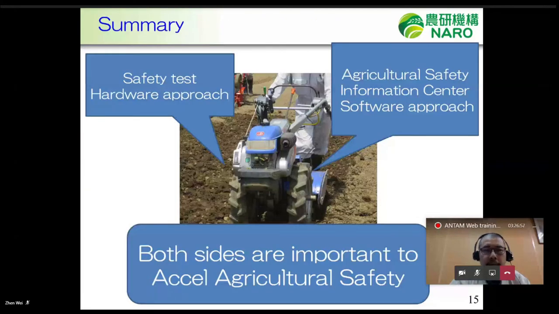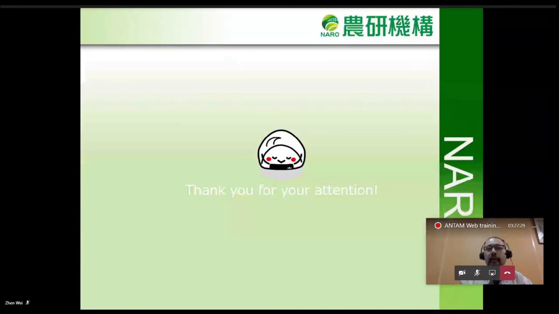So in summary, we've introduced the safety test. This is the hardware approach for safety in agriculture. We try to make the machine itself as safe as possible. But if the machine is used incorrectly in a dangerous way, it causes accidents. So the Agriculture Safety Information Center is the software approach to this. So both sides are important to excel in agriculture safety. Next slide, please. Thank you very much for your attention.